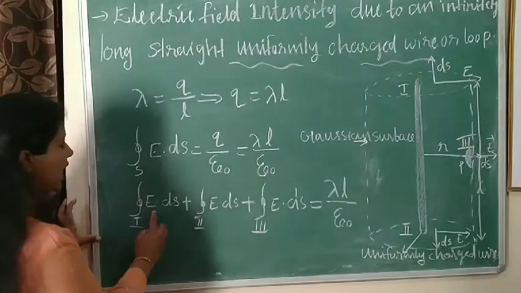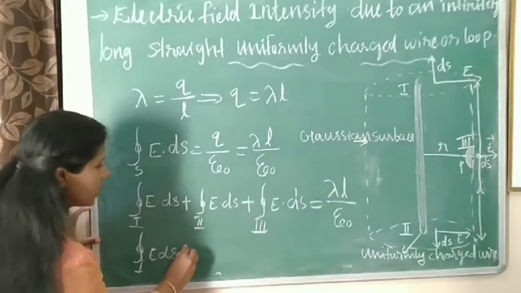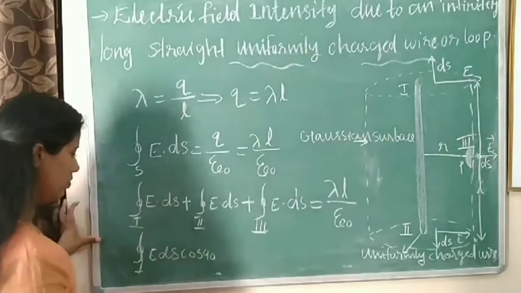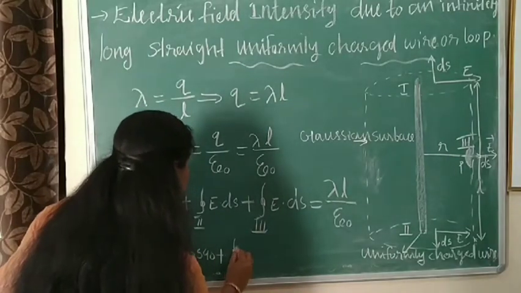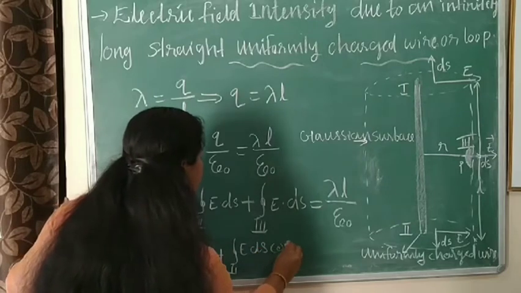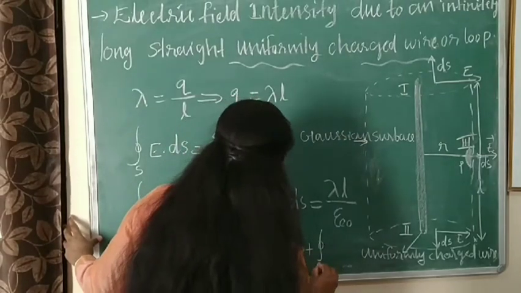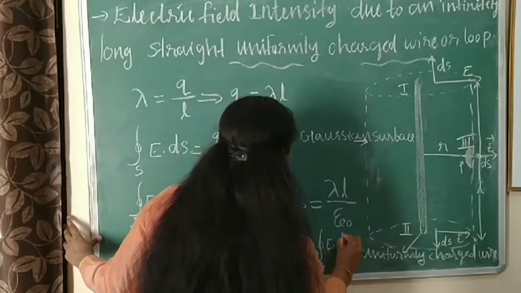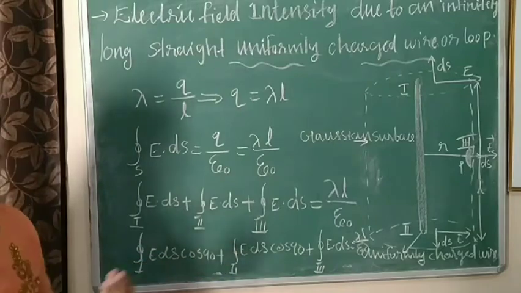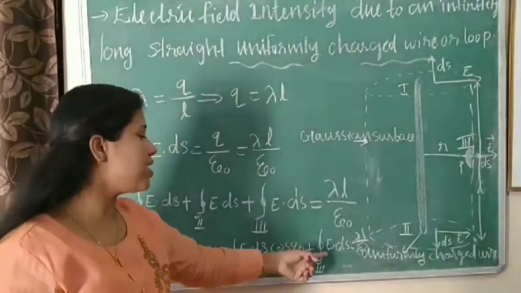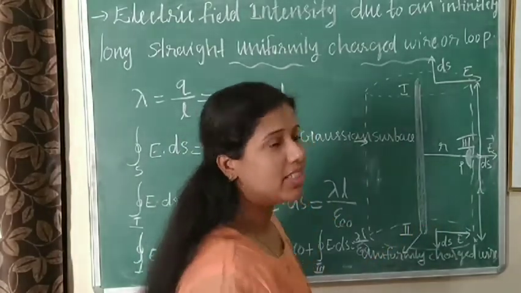Then we can substitute E ds cos theta. First case: E ds cos 90, plus second case: E ds cos 90, plus the third case E dot ds, is equal to lambda L divided by epsilon naught. These two cases are equal to 0. Then we have to consider only the curved surface of the cylinder, the third case.